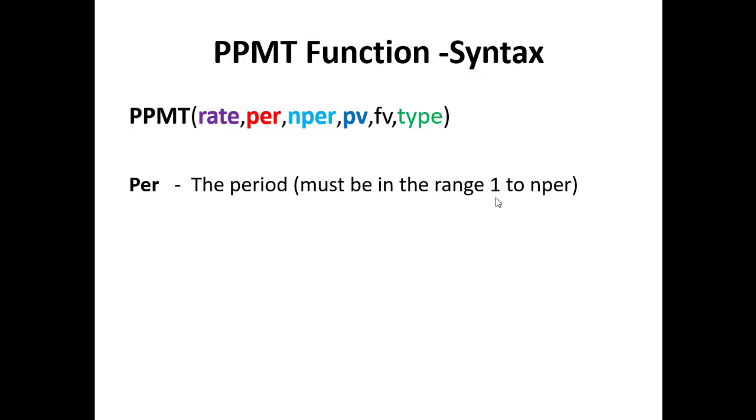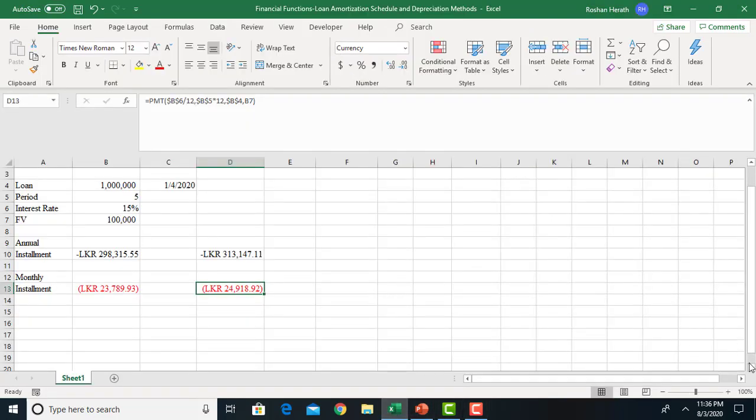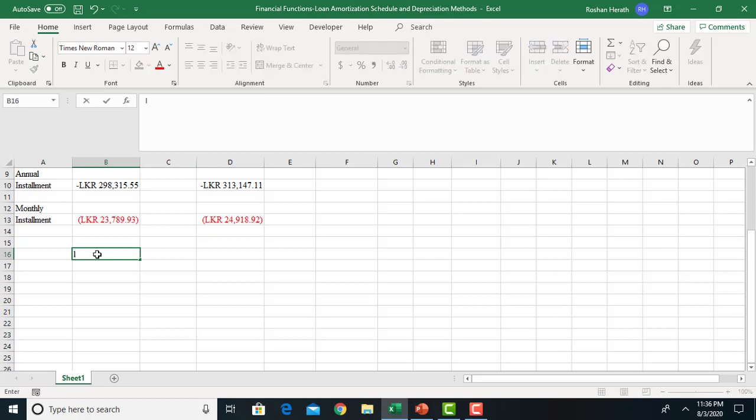Then let's go to the question we have been discussing, and we will try to construct a loan repayment schedule. So let's construct a loan repayment schedule there.